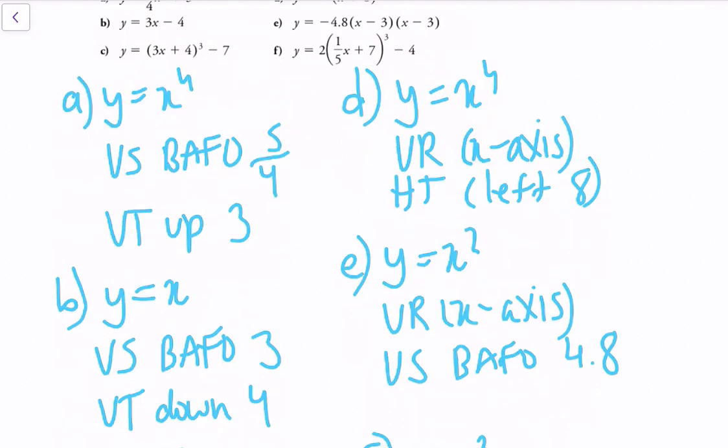Okay, then for E, we have the parent function being y is equal to x squared, and again, to see the x squared, you need to multiply the two x's. So basically, if we were to expand out the entire function, we would see the first term as x squared, the second term as something with an x, etc. And then we say there's a vertical reflection across the x-axis due to the negative in front of the 4.8, and then a vertical stretch by a factor of 4.8.